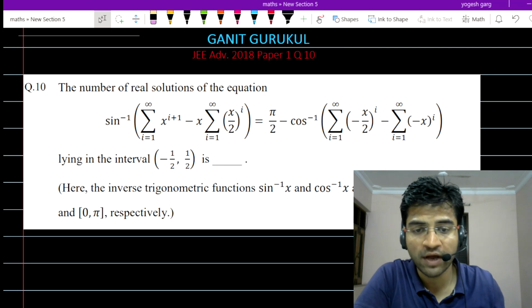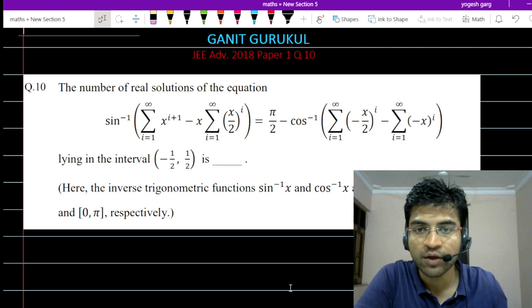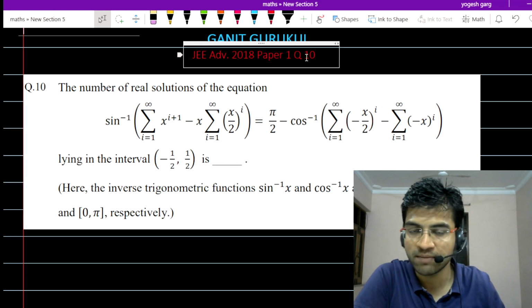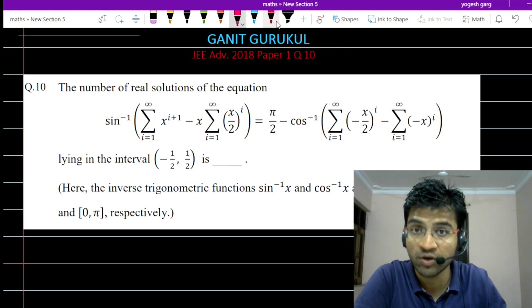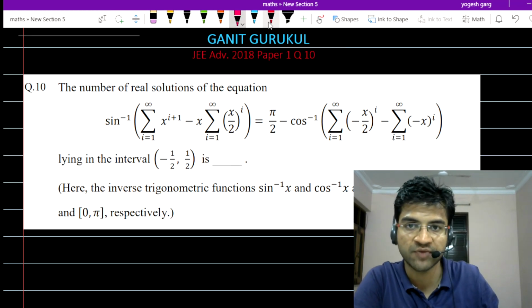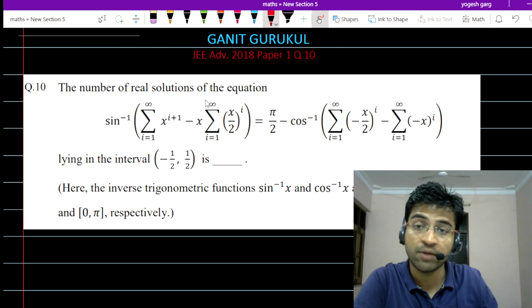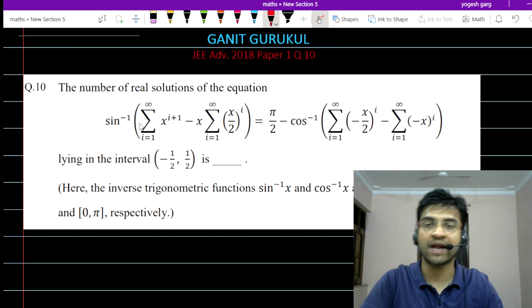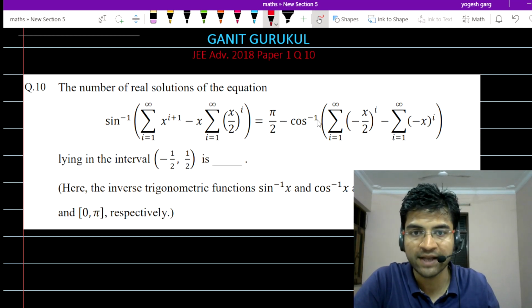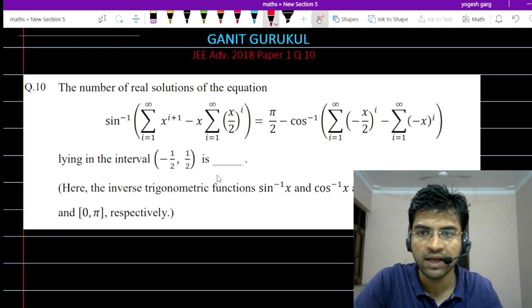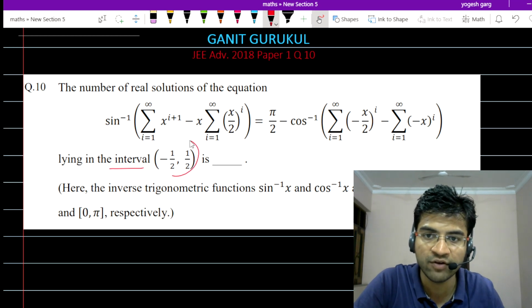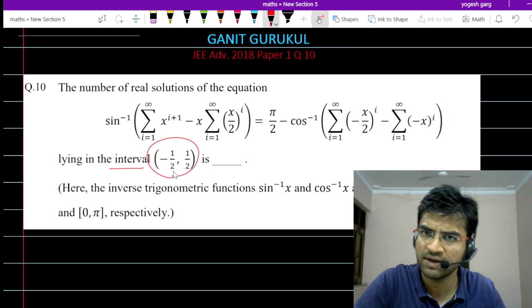So in this video we are going to discuss JEE Advanced 2018 Paper 1 question number 10, and this question is based on inverse trigonometry and geometric progression as well. So what we have is the number of real solutions of this equation, sine inverse of something in bracket is equal to pi by 2 minus cos inverse of something again in bracket, lying in the interval minus half to half. So it is quite comfortable.